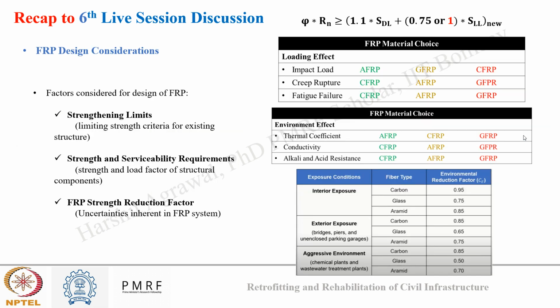Then we talked about the FRP design consideration. We talked about three factors for design considerations of FRP. First, the strengthening limit, which decides whether the existing structure has sufficient strength or not for undergoing retrofitting. Second was the strength and serviceability requirement, in which we looked into strength and load factor of structural component. And third was the FRP strength reduction factor, which is used for accommodating the uncertainty associated with the inherent FRP system.